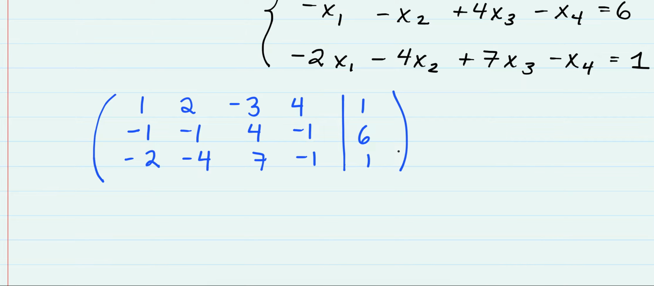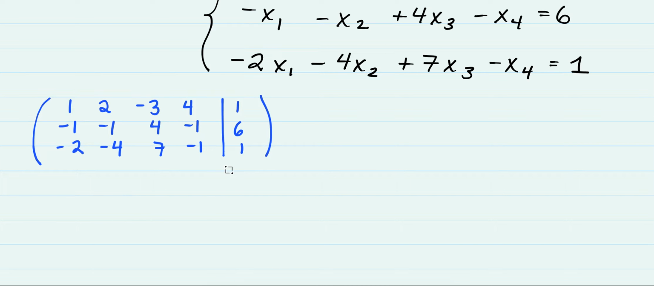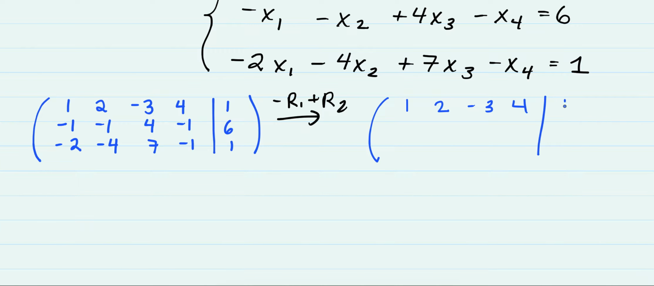So let's do it over here. In fact, I want to make this a little bit smaller so I have more room. There we go. What I'm going to do is multiply row 1 by a -1, and add it to row 2. That will get rid of this -1 here. Let's do that. I'm going to leave the other 2 rows alone. The only one I want to change is this one.